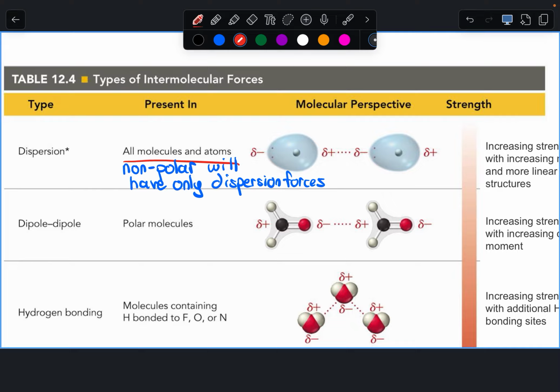Whereas you can see on the next line, polar molecules have this additional type of intermolecular force. Because it's down the column, we know it's stronger. We'll talk about why in a second, but it is a stronger force than that dispersion force.